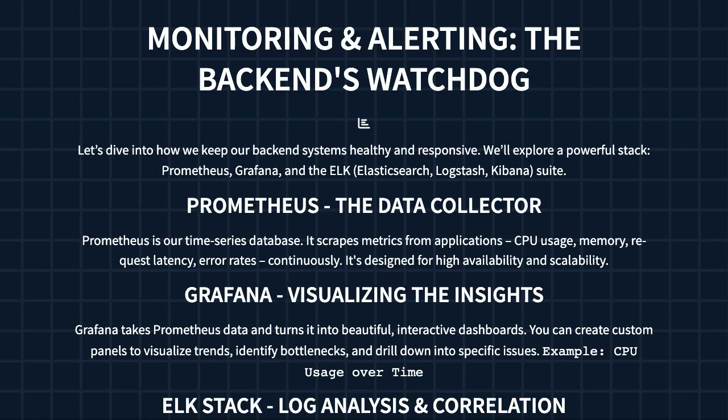Prometheus is like a constant observer, collecting data about things like how much CPU and memory we're using and how quickly requests are taken. Then, Grafana takes that data and turns it into easy-to-understand charts and graphs so we can spot any problems. Finally, the ELK stack, Elasticsearch, Logstash, and Kibana, helps us analyze our logs and find out why things might be going wrong. It's like having a detective for our backend.